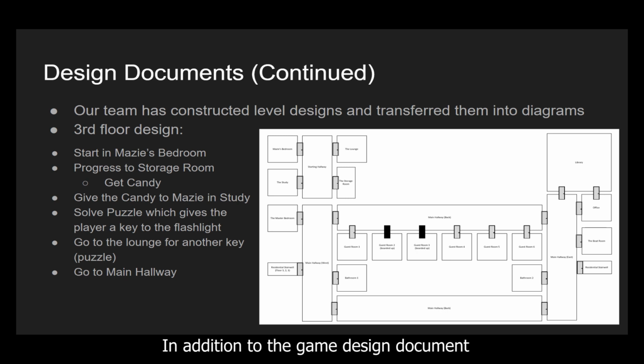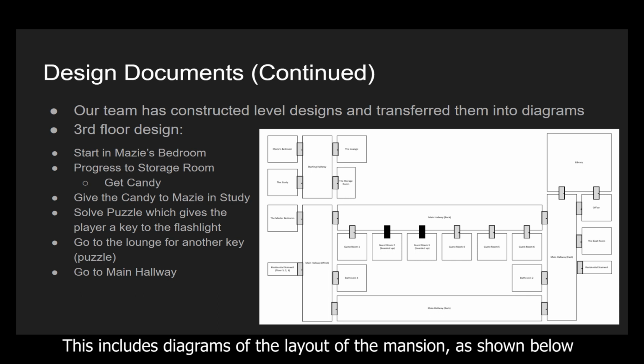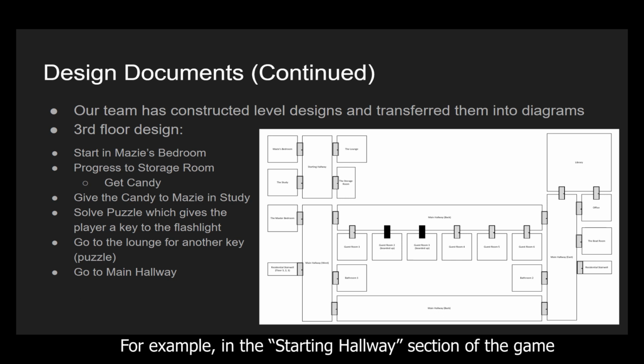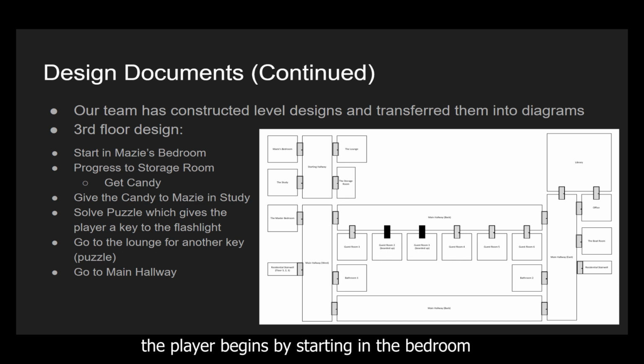In addition to the game design document, our team has taken quite a bit of time to plan the layout and design of the mansion the player will be exploring. This includes diagrams of the layout of the mansion, as shown below, in addition to plans for how the player will progress through the area. For example, in the starting hallway section of the game, the player begins by starting in the bedroom, grabbing the candy, talking to Mazie, solving a puzzle for a flashlight, and so on.